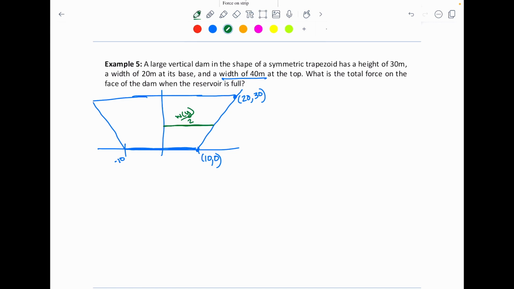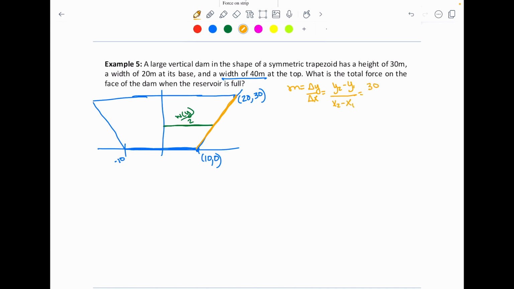In order to find that, I'm going to have to come up with an equation for this line right there. Let's first figure out our slope. Slope is the change of y over the change of x, or we could say it's y2 minus y1 over x2 minus x1, however you want to think about it.